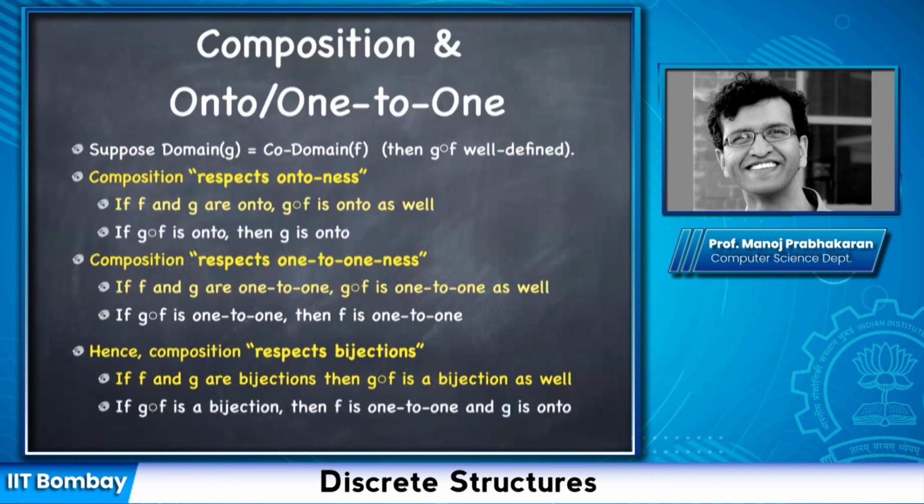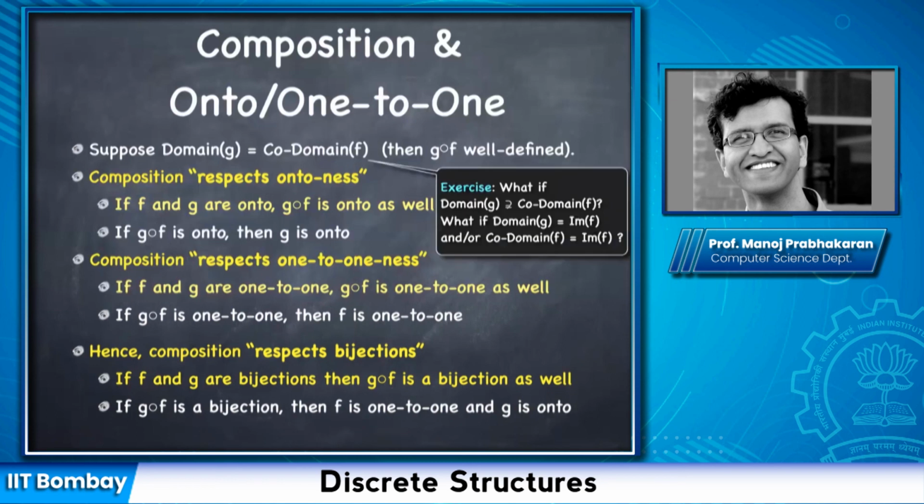And I can just infer a necessary condition from the necessary conditions here. I can say that if g of f is a bijection, then there is a necessary condition on f that f is one-to-one, and there is a necessary condition on g that g is onto. But again, as before, this is not sufficient, and also it is not necessary that f and g are both bijections for g of f to be a bijection.